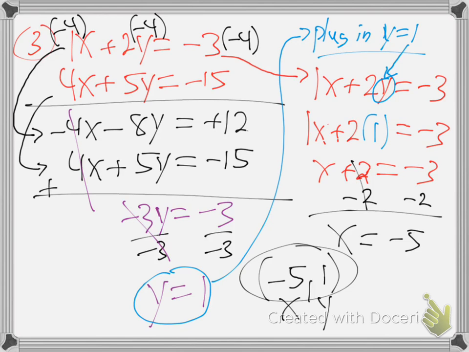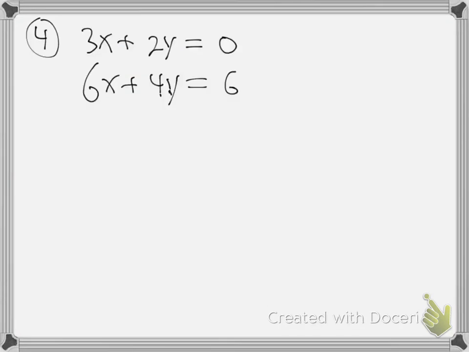Good. Let's try another one. Okay, so there's number 4. Same kind of thing. We've got to make either the x's or the y's opposites. Do either one you want. You've got to make the 2 x's be the same number, one positive, one negative, or you could do the y's. It doesn't really matter. Make the 2 y's become the same number, one positive, one negative, opposites, in other words. All right, so go ahead. I'll give you a chance to do that.